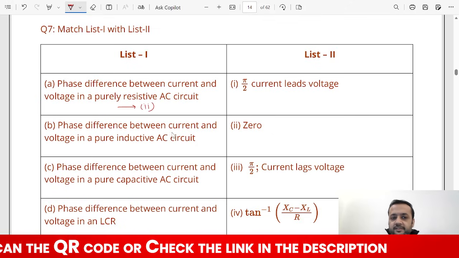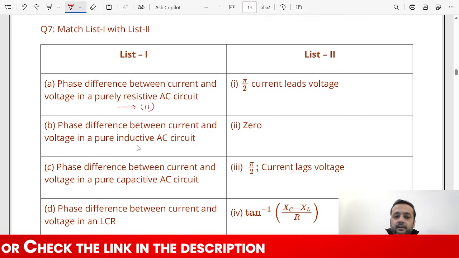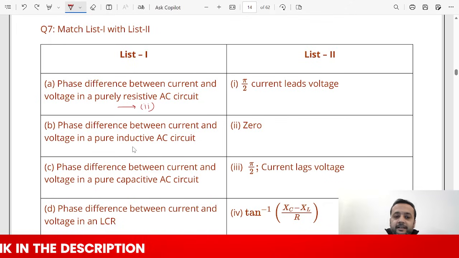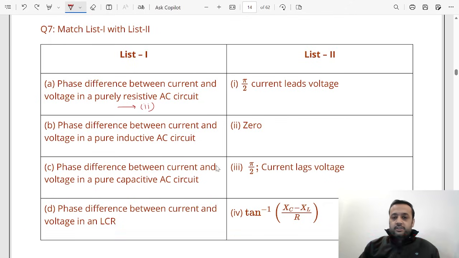Phase difference between current and voltage in a pure inductive circuit is 90 degrees, and voltage leads current, or we can say current lags voltage. So statement 3 matches perfectly. In a pure capacitive circuit, current leads voltage by a phase of pi by 2. So here statement 1 is right. And in a general LCR circuit, the phase difference is given by tan phi equals (XC minus XL) by R.